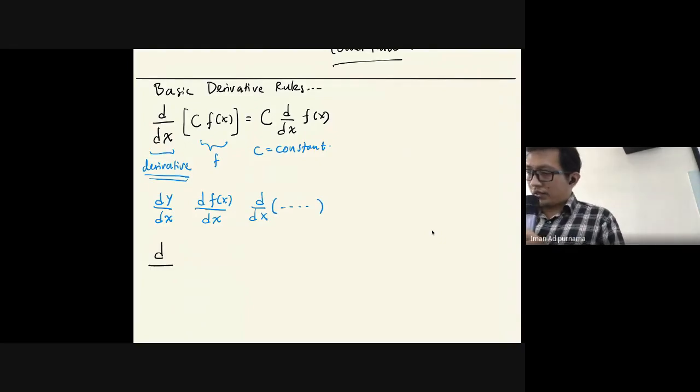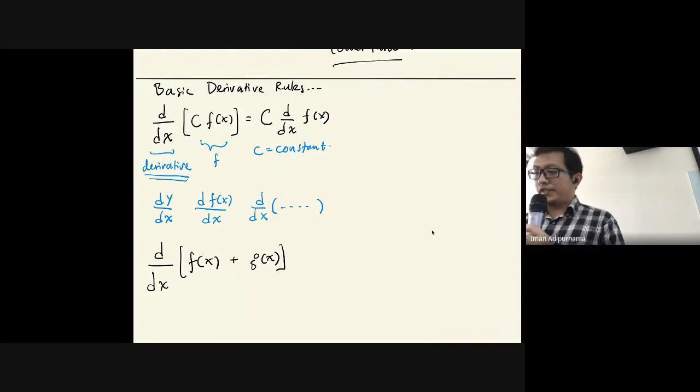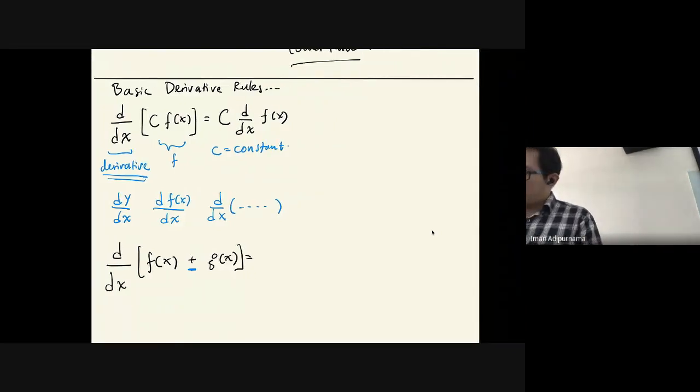And if you have d dx of, let's say, f and g, all functions are already defined and continuous, okay? And you have plus and also minus, because it will be the same rule. You can separate these two functions.